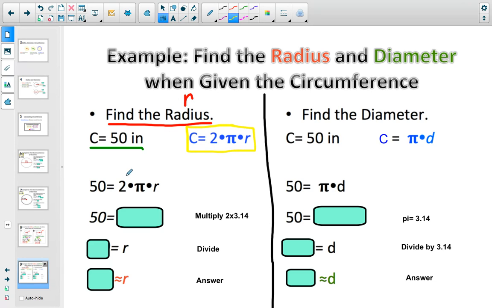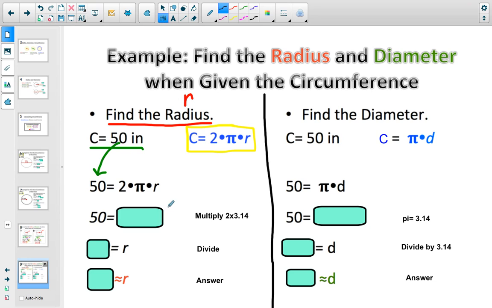Now let's fill in the information we know into that formula. So we know the circumference is 50. So where the C is in the formula, we're going to put our 50. 2 times pi is part of the formula. And then we don't know r. We're trying to solve for r. So we're going to keep that variable r there. So now we have 50, the circumference, equals 2 times pi times r.